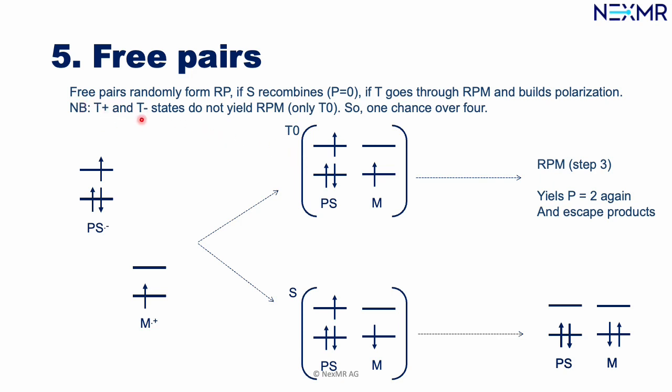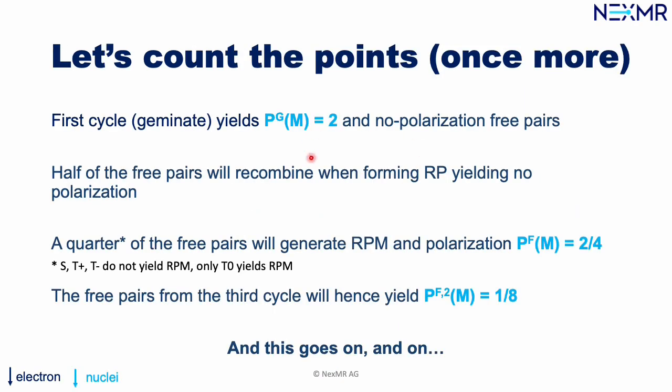When they meet in T plus and T minus states, they will just meet and then split apart again and go to the bulk again and go through this random process. But the T0 state, which is the one that we saw earlier, can go through radical pair mechanism, and this will yield a polarization proportional to the number of spins that go through this step, but it yields the same hyperpolarization through radical pair mechanism as we just saw earlier. So you just need to go back in the video and look again at what happened in this radical pair mechanism.